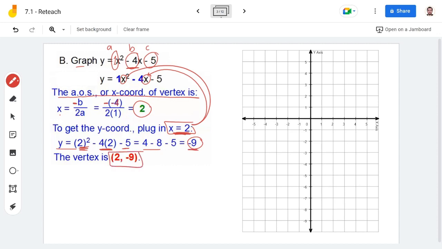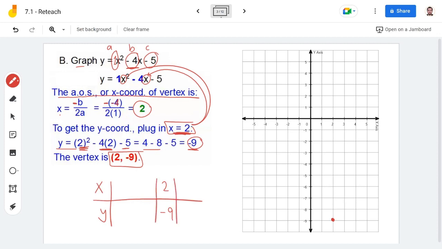So now let's plot the point 2 and negative 9. 2 and negative 9 should be here. Okay, so now this is my vertex. How can I know the other points? You can create the tables that we learned before. X, Y. Okay, create your tables. So 2 is X, negative 9 is the Y.